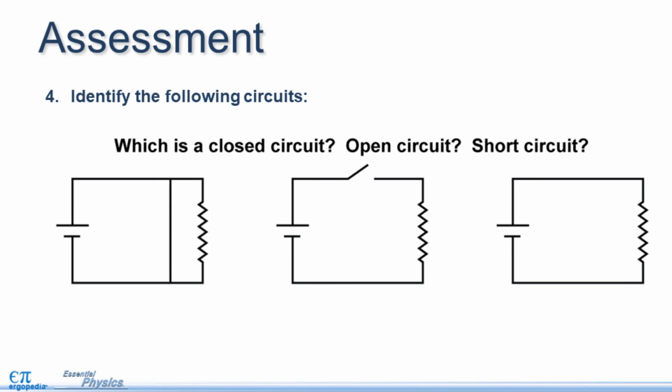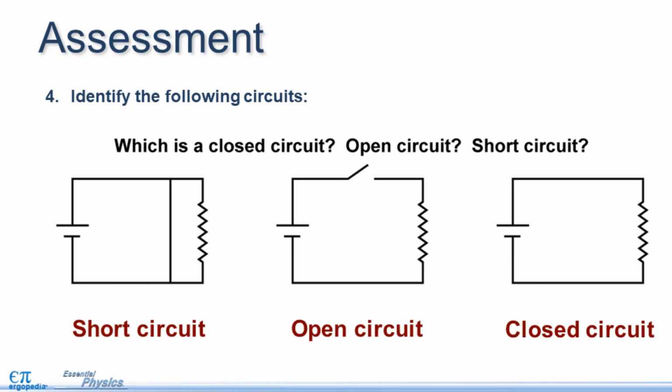Identify the following circuits. Which one is a closed circuit, which one is an open circuit, and which one is a short circuit. Go ahead and copy these into your notebook and label them. You know what to do if you need more time. Okay, as you can see, the first one is a short circuit, the next one is an open circuit, the last one is a closed circuit.